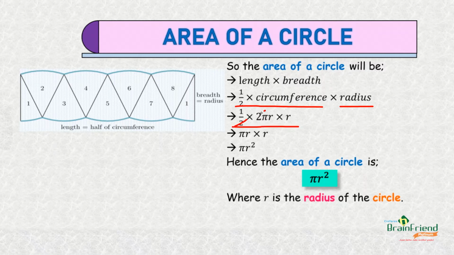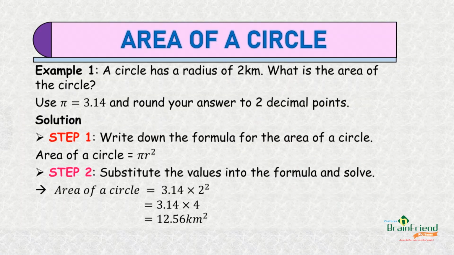2 here will cancel 2. So we will have pi r multiplied by r, which will be equal to pi r square. Therefore, the area of a circle is pi r square, where r is the radius of the circle. Now let's look at a couple of examples.